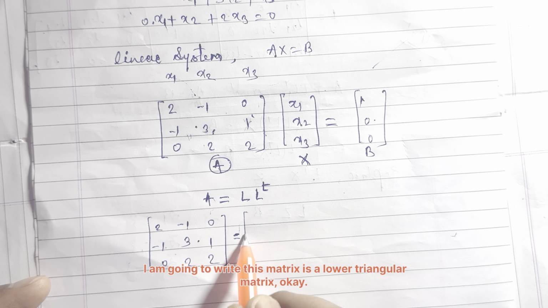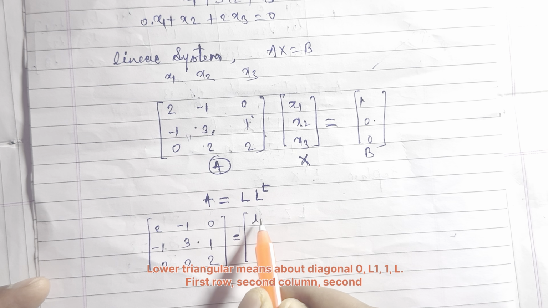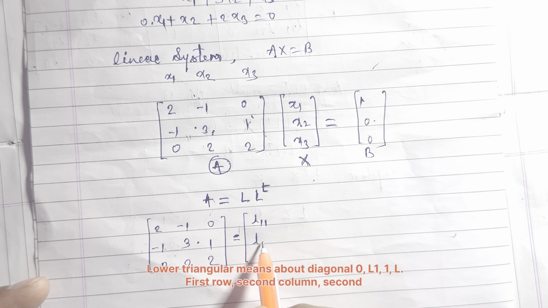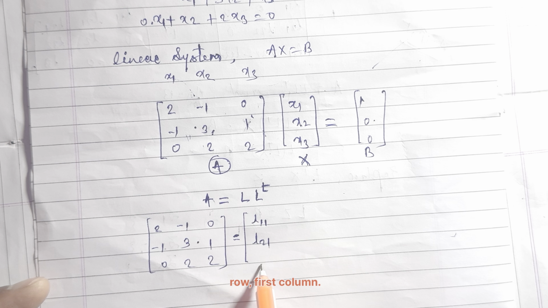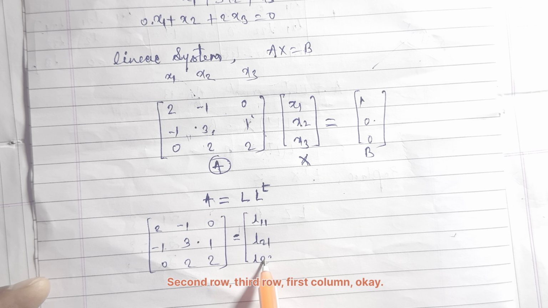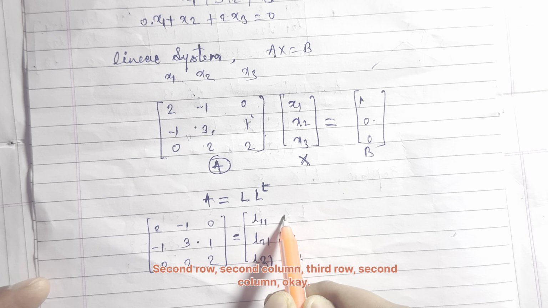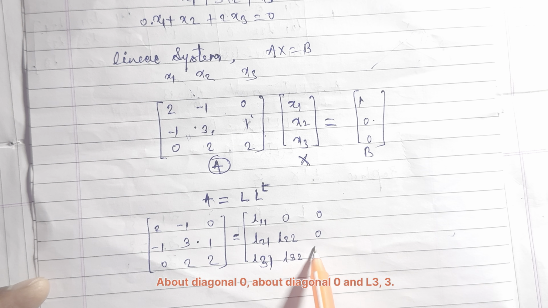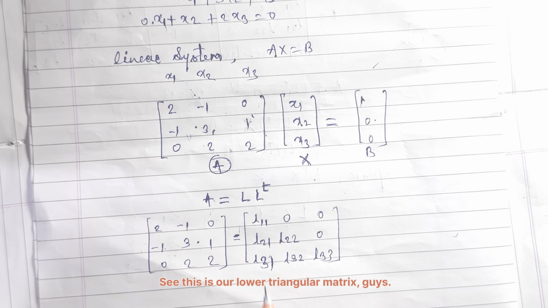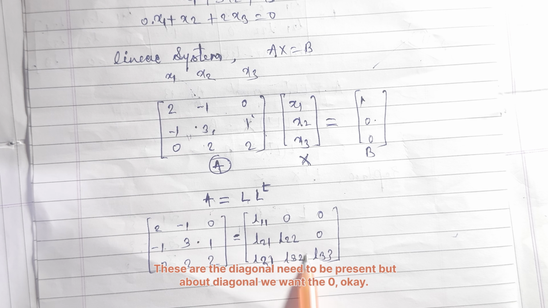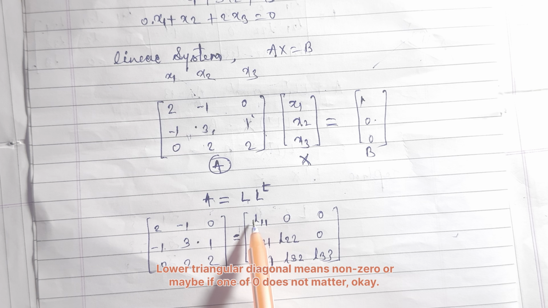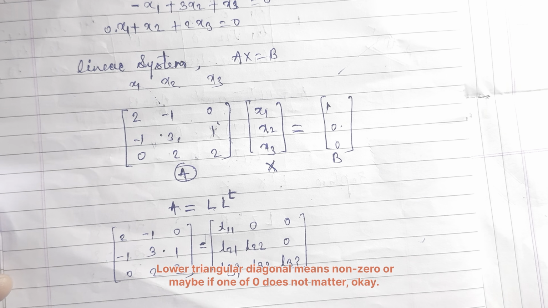I'm going to write this matrix as a lower triangular matrix. Lower triangular means above the diagonal is 0: L11, then the first row second column is 0, second row first column L21, second row second column L22, third row first column L31, third row second column L32, and L33. Above the diagonal we want 0. The diagonal elements need to be present and non-zero, though if one of them is 0, it doesn't matter.